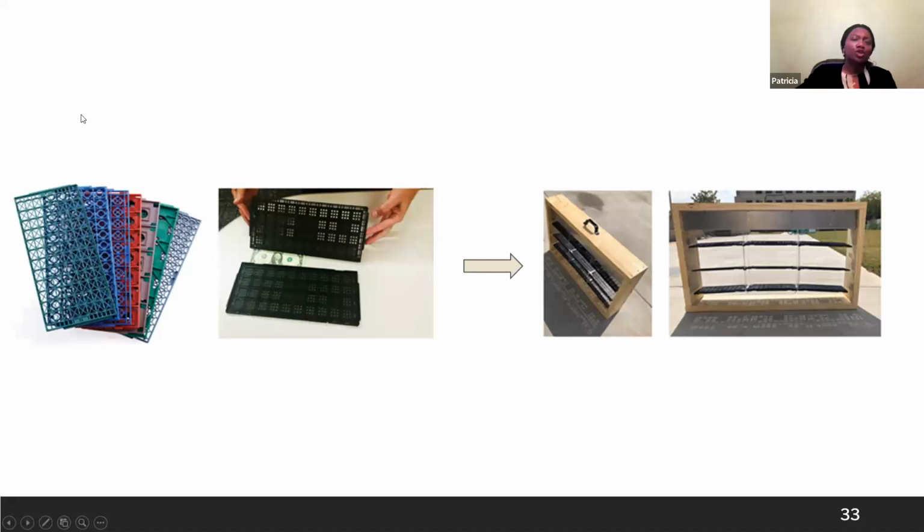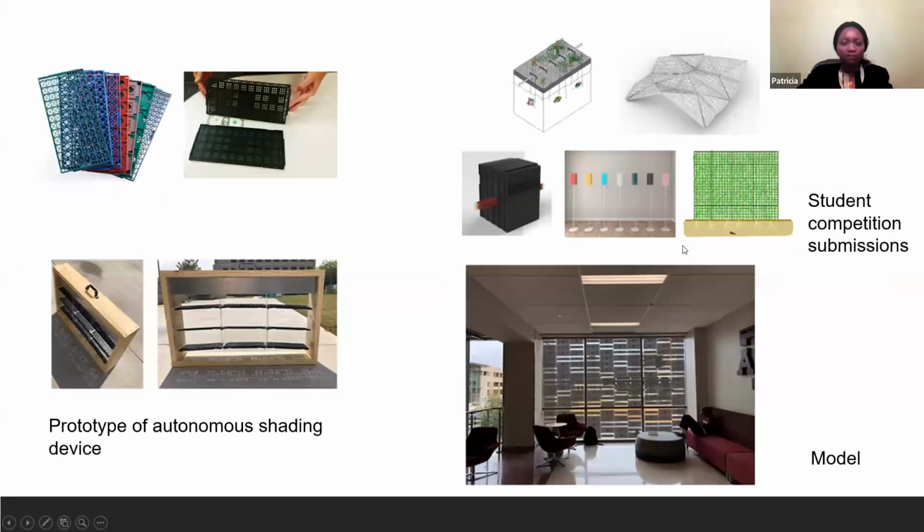So here we have a picture of the matrix trays in different colors. We have a black one, and my advisor is holding it to give you a sense of scale. We had a student competition on how the students handle this, and they also made a prototype of the final product. Basically, a student design competition was thrown out, and prizes were awarded for this.